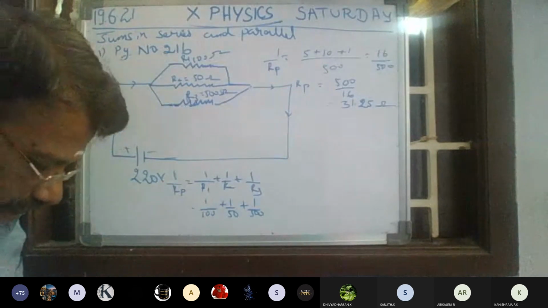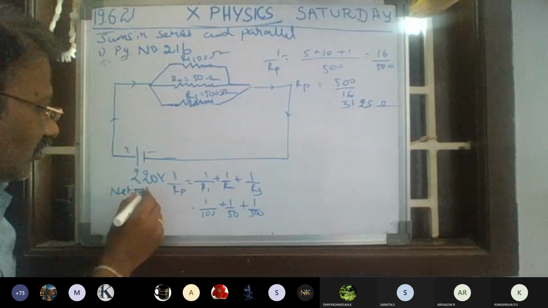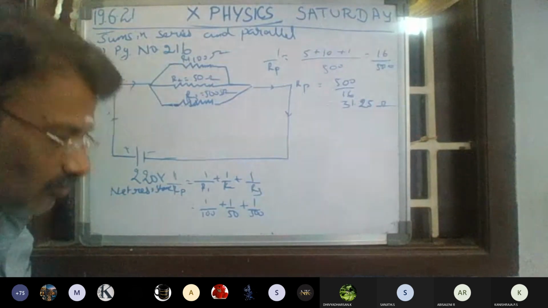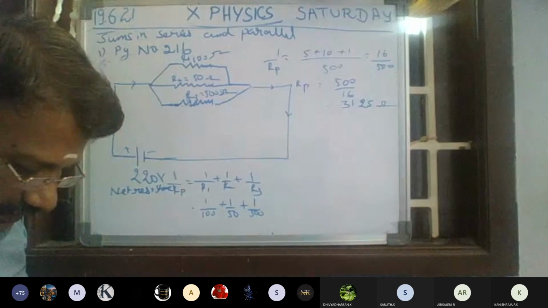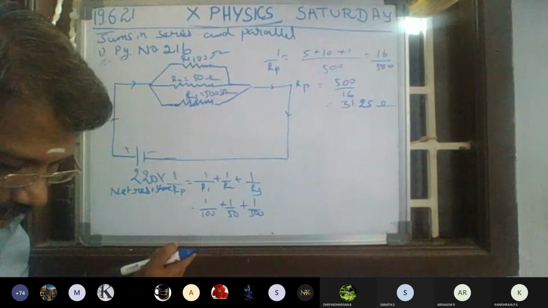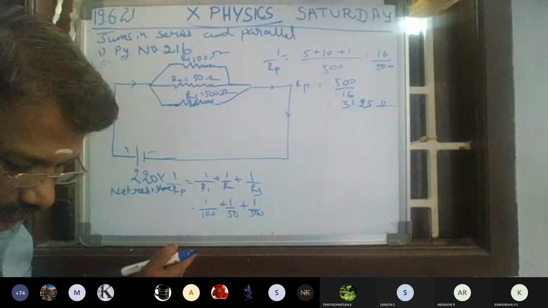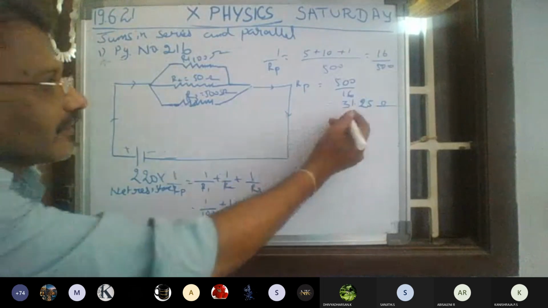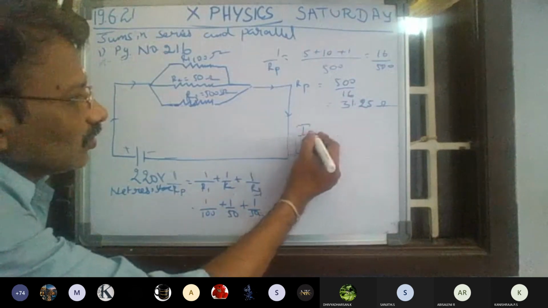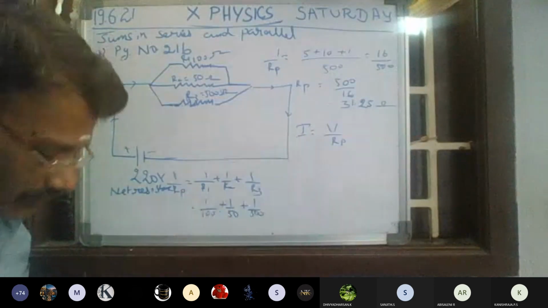So you take this as the net resistance, where 1 by Rp is equal to 1 by R1 plus 1 by R2 plus 1 by R3. Now the resistance of the iron is to take the same current as much current as drawn by the appliances. So take the resistance as 31.25. What is the current now? Current I is equal to V by R.